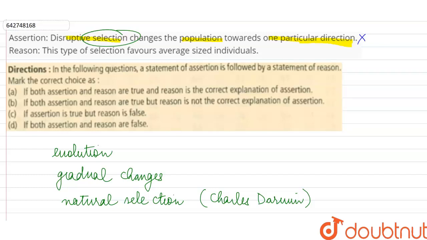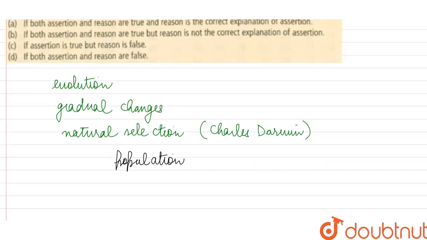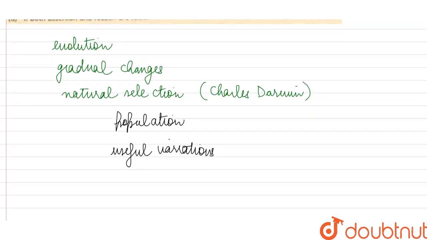So according to this theory, how does evolution occur? Suppose we have a population in any ecosystem, population of any species. Then according to Darwin, we are definitely going to see some variations in this population. All of the members are not exactly alike. They differ in many characteristics, so there are going to be variations. But out of these, some variations are useful, some variations are beneficial.